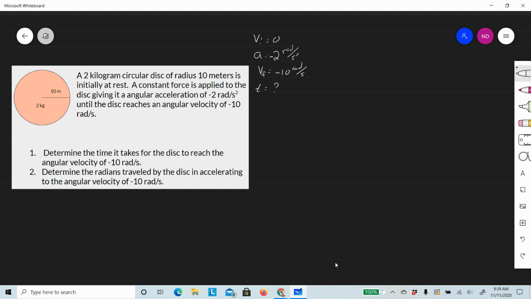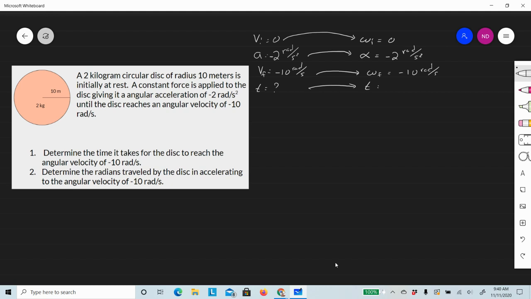When you see these ideas of angular acceleration and angular velocity, there's a whole new set of symbols. Instead of VI equaling 0, it's omega initial equals 0. Instead of a equals -2, angular acceleration is alpha equals -2 radians per second squared. And instead of final velocity, it's omega final equals -10 radians per second. And time, thank goodness, time is still time.